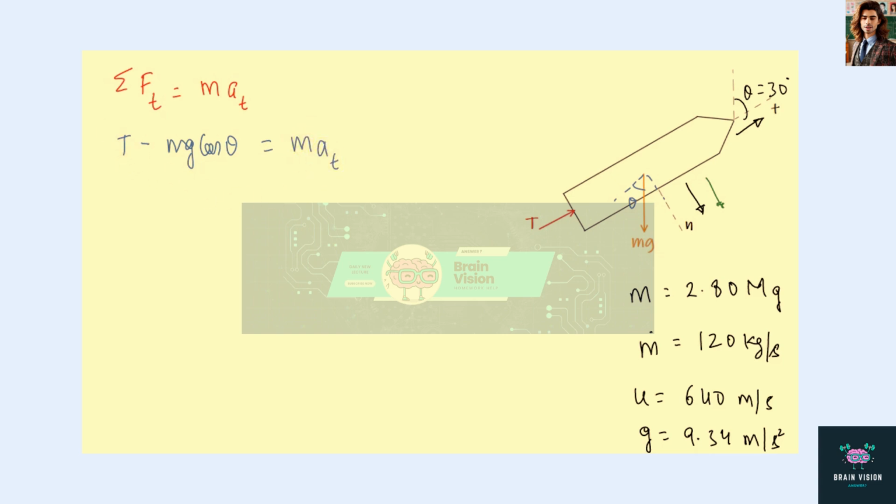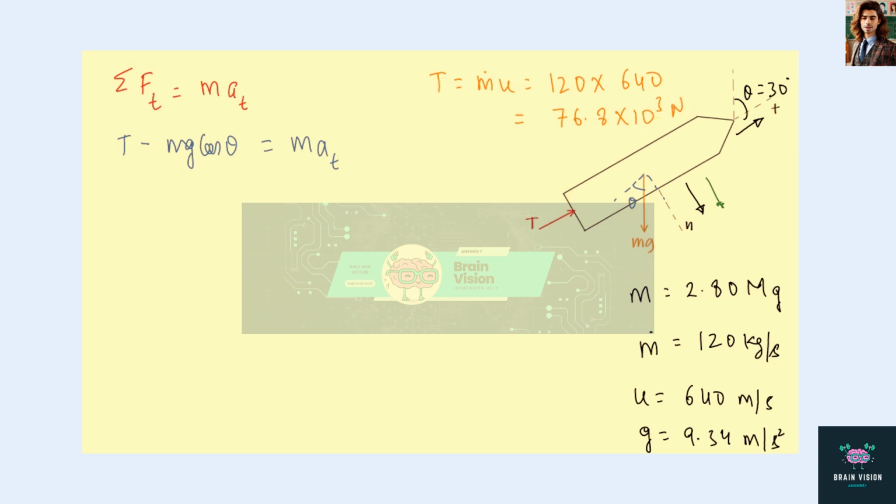Now let me first calculate the thrust force T. Thrust force T equals m dot times u. So m dot, the flow rate, is 120, times u, which is 640. Solving this, we get the value of T to be 76.8 times 10 to the power 3 Newton.